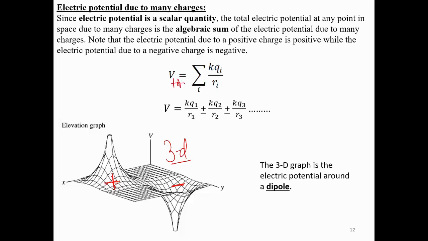At any point, the total electric potential due to a system of charges, a collection of charges, is just the algebraic sum. You don't need to worry about the vector sum here, because electric potential is a scalar quantity. You just do algebraic summation, plus or minus. If the charge is negative, its potential will be negative. If the charge is positive, its potential will be positive. Just sum them up to find the electric potential at a given distance. So you don't need to worry about the vector sum, unlike the electric field calculation.